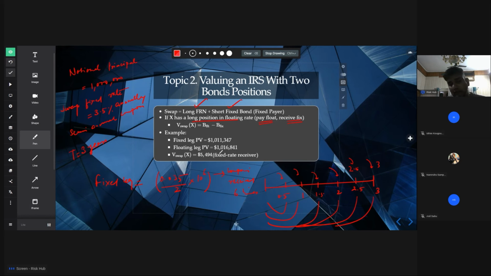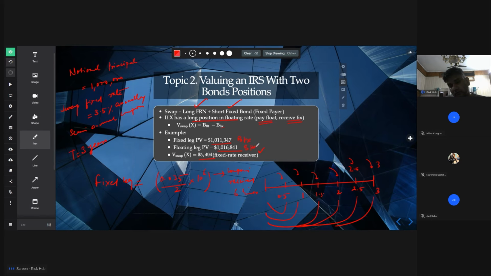Similarly, you calculate the floating leg also. If the values are given, we are not doing it. The difference between them is the value for the fixed rate receiver. Why is this the value for the fixed rate receiver? Look at this fixed leg PV. What is this fixed leg PV? This is the bond value of fixed, and this is the bond value of floating.